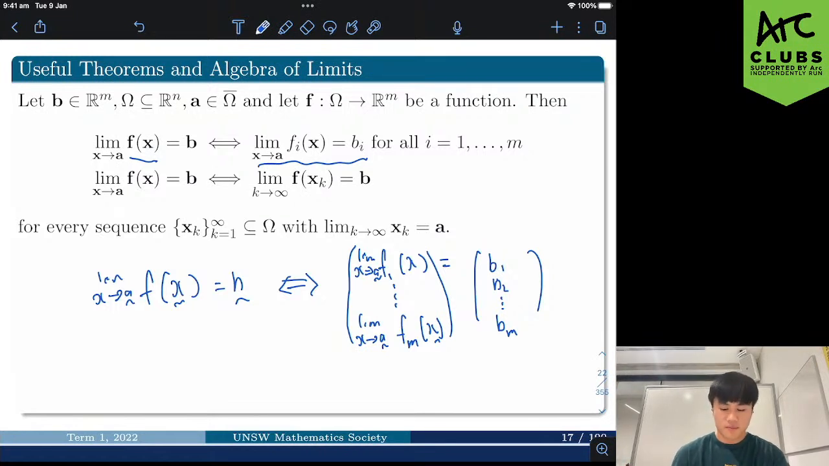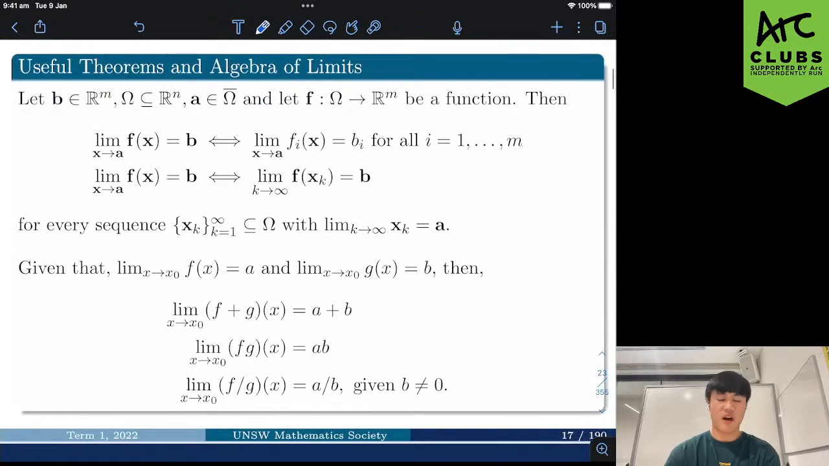The next one here is saying that if the limit as x goes to a of f of x equals b, then for every sequence whose limit equals a, the limit of f of the sequence is also equal to b. That's a useful one that we'll come back to later. We'll see how to use it in one of the questions.